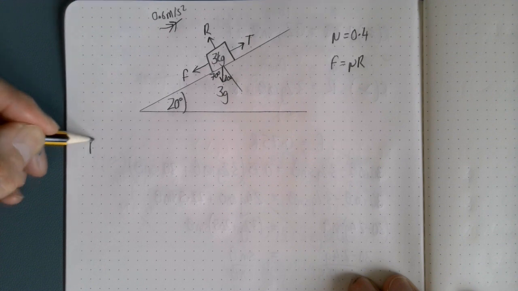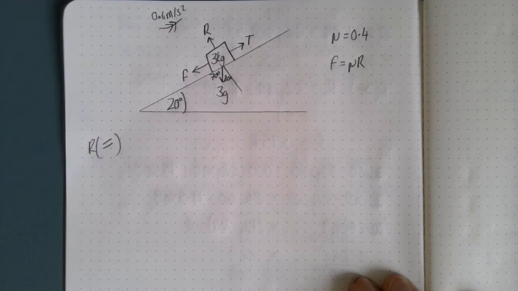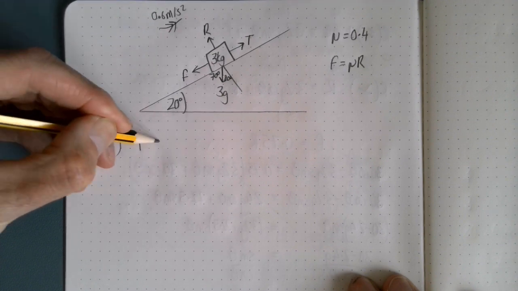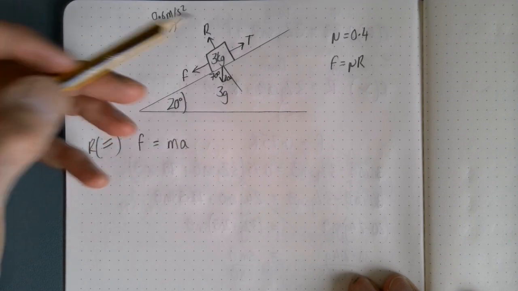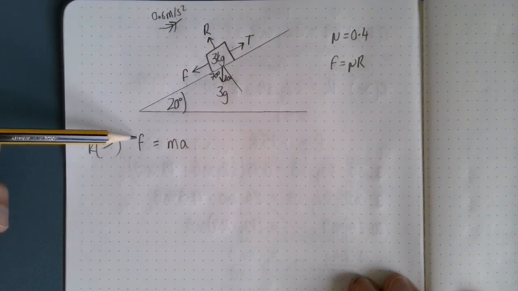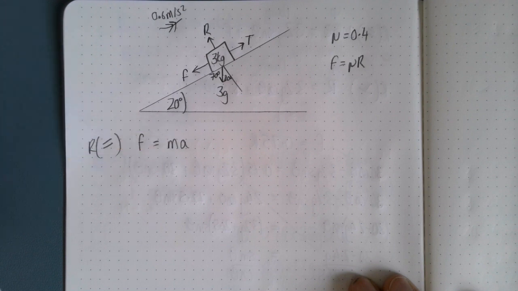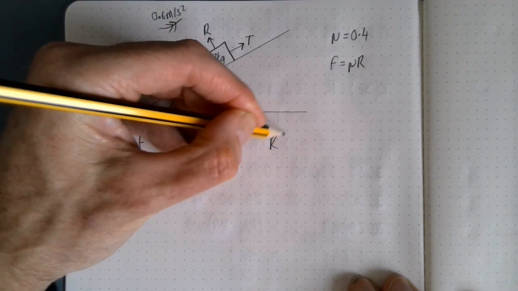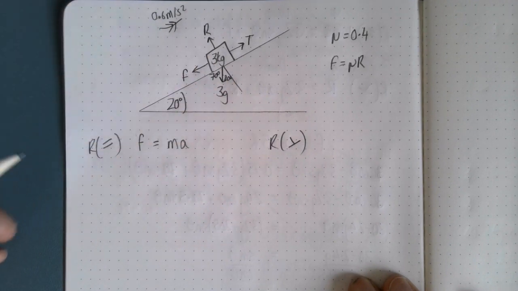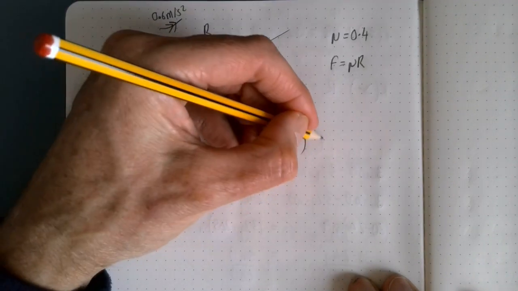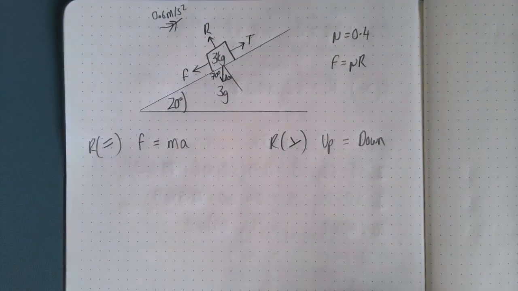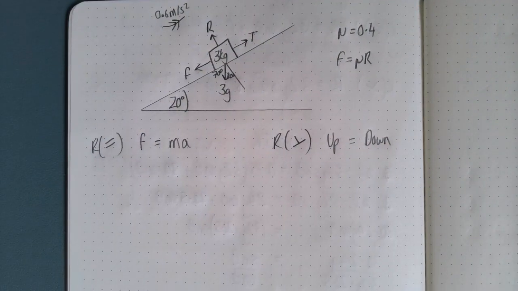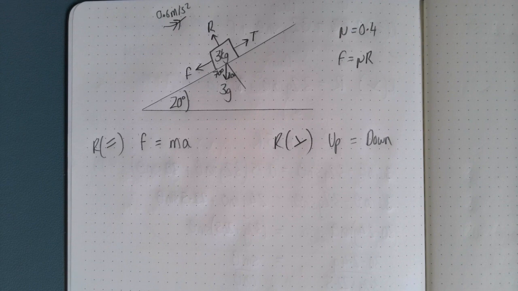So we are going to resolve parallel with the slope, but this time, because it's already moving, that's F equals ma. And because it's moving up, I'm going to have the forces going up, take away the forces coming down, equals 3 times 0.6. And then perpendicular to the slope, not moving, so that's just the forces pulling it up are equal to the forces pulling it down. And I would like to know the value of T, please. Have a go.